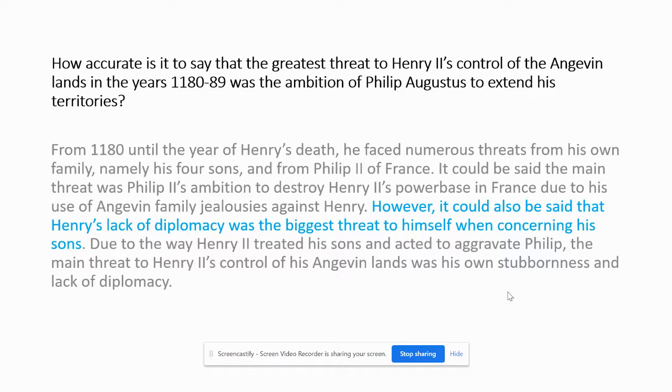Now, ideally, I'd like to see a third factor here as well, but they've just gone for 2 factors, and the student was writing under exam conditions and perhaps didn't have time for the third factor. But they do finish off the introduction by stating their answer. Due to the way Henry II treated his sons and tried to aggravate Philip, the main threat to Henry II's control of his Angevin lands was his own stubbornness and lack of diplomacy. So there you can see just a line of context at the start, introduce the factor in the question, introduce an alternate factor, state what your answer is.